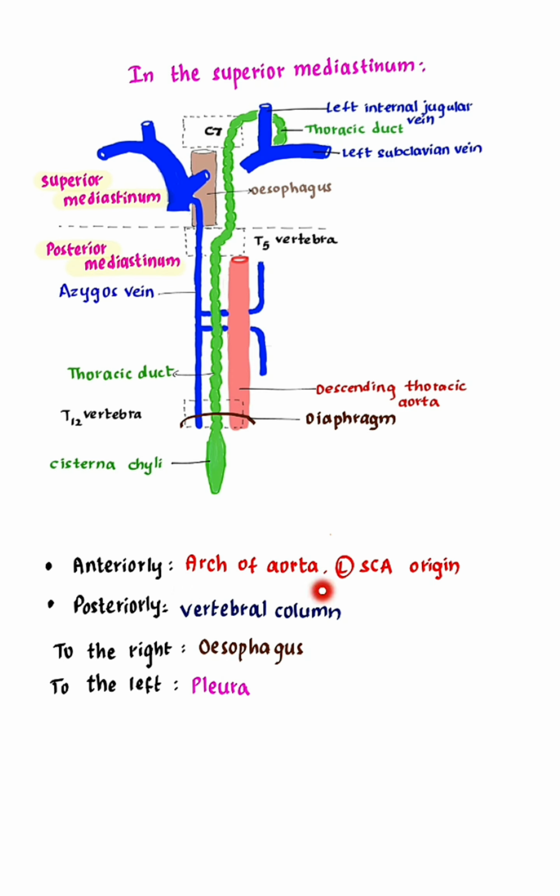Anteriorly, arch of aorta and left subclavian artery origin. Posteriorly, vertebral column. To the right, esophagus. To the left, pleura.